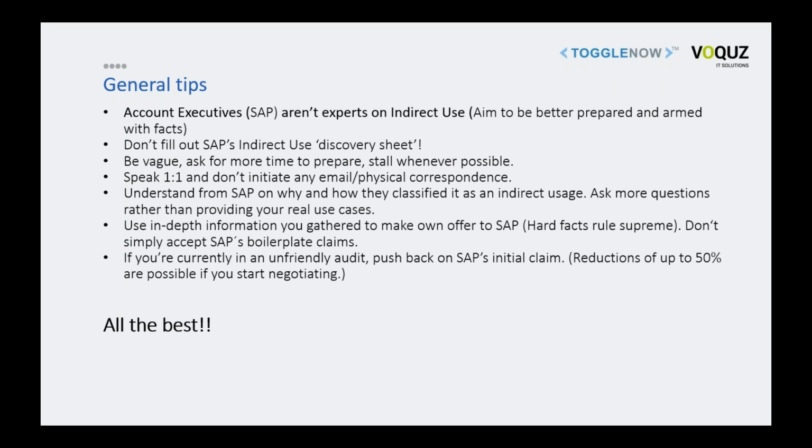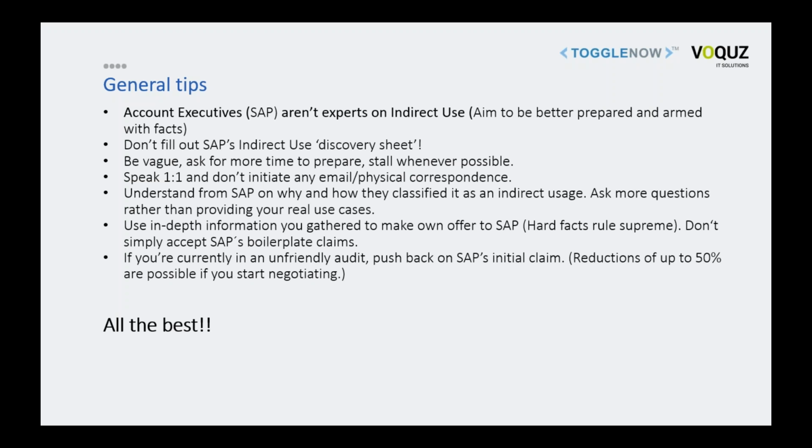Second tip that I have, definitely don't fill out the discovery sheet. There's been some form that I've seen being sent around to customers where it says, hey, why don't you give us a list of the third-party applications that you use, and we'll get back to you and let you know if this is critical or not. Definitely don't do that. If you get the sheet, ask for more time, try to stall and be vague, and really do your own investigation.